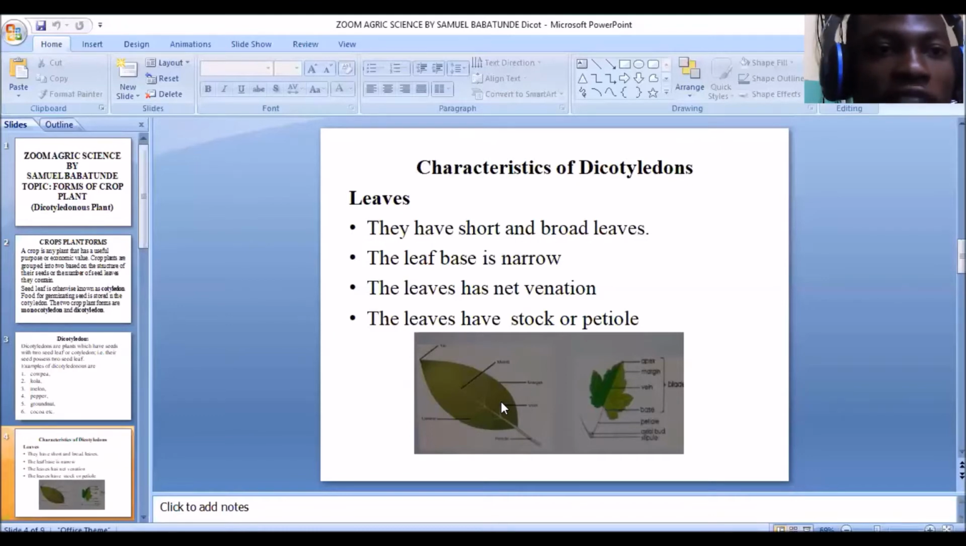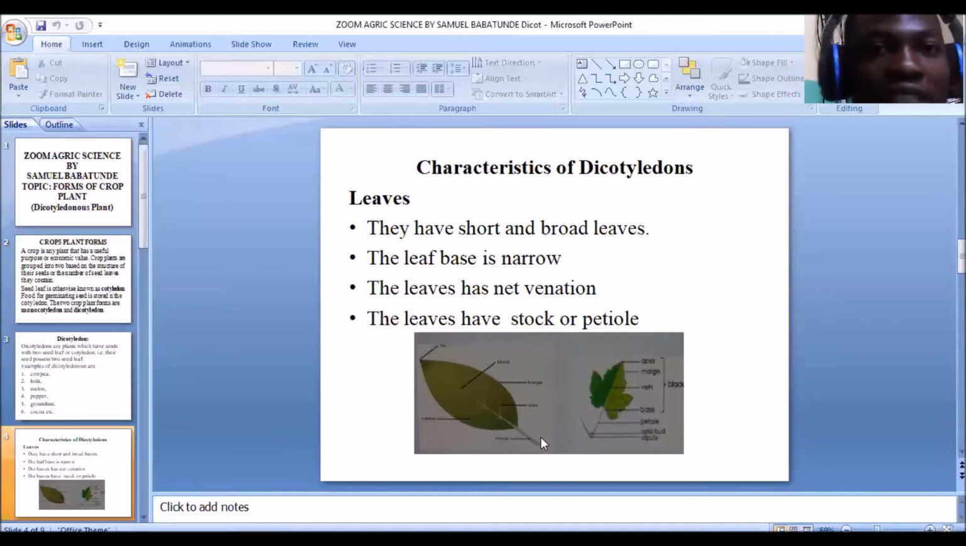Now, another point is that the leaves have a stalk or petiole. This is the leaf stalk here. This is a leaf stalk or the petiole. That is that part of the leaf that attaches it to the stem, or to the branches. So this is the petiole, or we call it the leaf stalk.